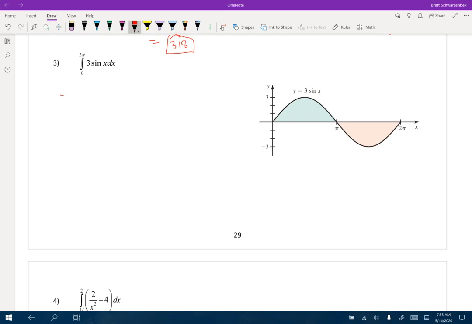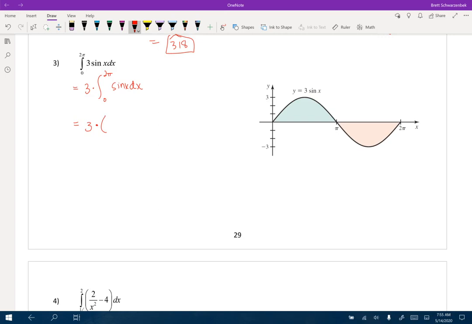First step, we want to find the antiderivative. Now remember, technically we can rewrite this as 3 times the integral from 0 to 2 pi of sine x dx. So the 3 can just come along for the ride as a constant away from everything else. Okay, so let's do that. So first 3, and then we need to find the antiderivative of sine. Okay, so what is the antiderivative of sine?